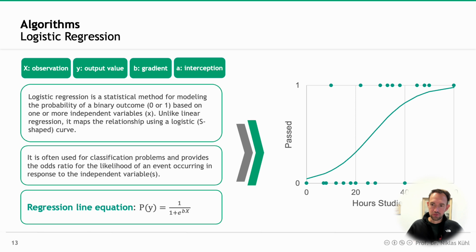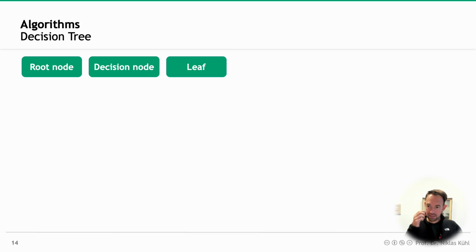Now let's move over to the next class of algorithms, the decision trees. Now the decision trees have 3 important properties. They have root nodes, decision nodes, and leaves. And a decision tree is a great thing, also in terms of transparency and understandability. And again, don't underestimate this.